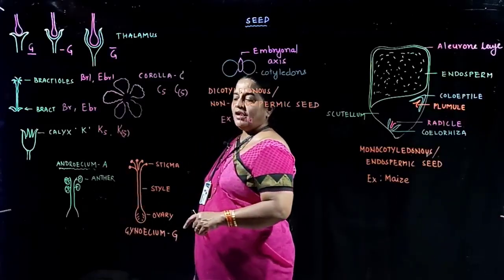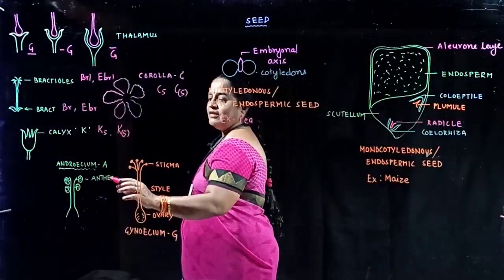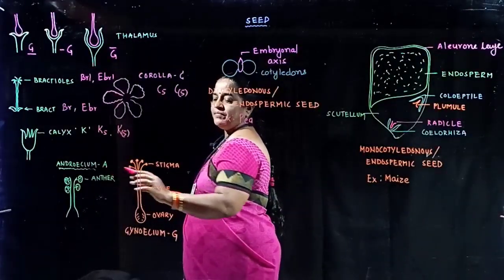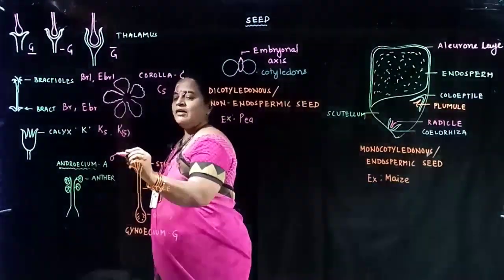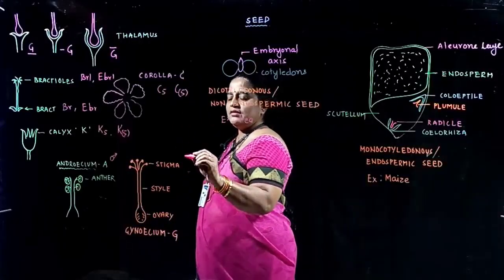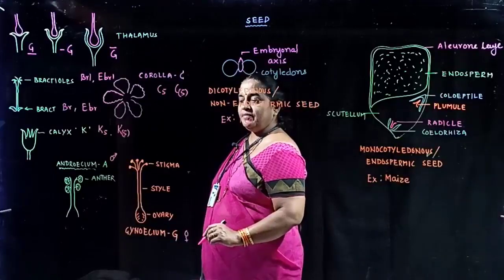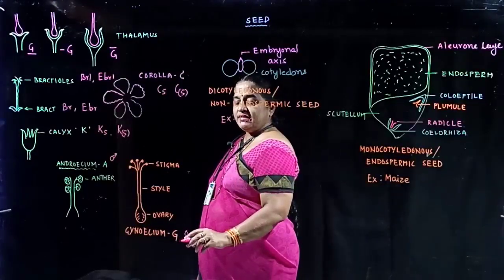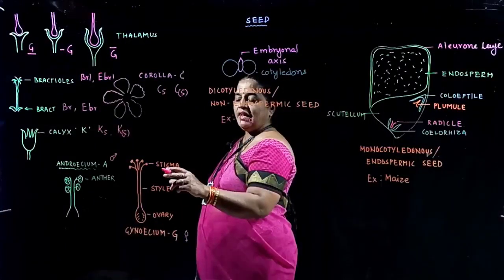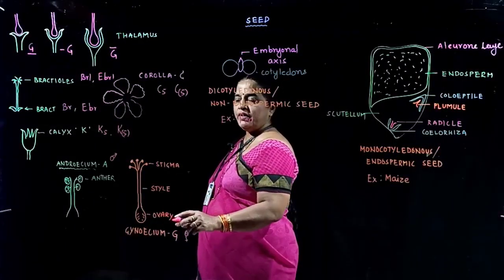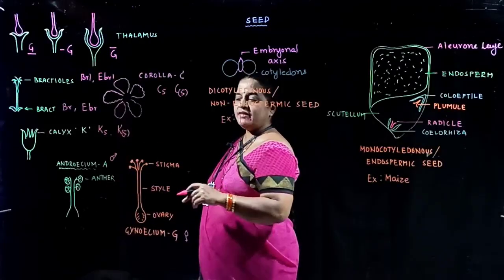Then the androecium is composed of stamens, and the fertile part of the stamen is the anther, and it is represented as A. Gynoecium is the female part, so A is the male whorl represented by this symbol, and gynoecium is the female whorl represented by this symbol. Clear? Gynoecium is represented by G. The members are carpels, and each carpel has stigma, style and ovary.